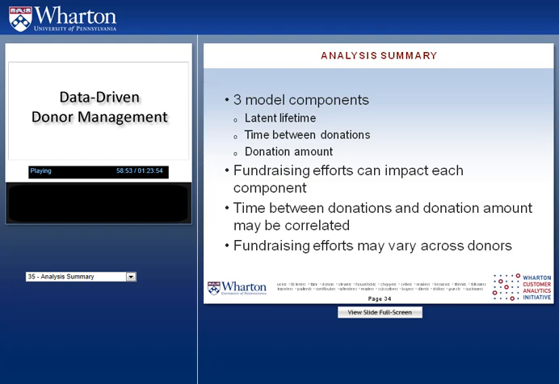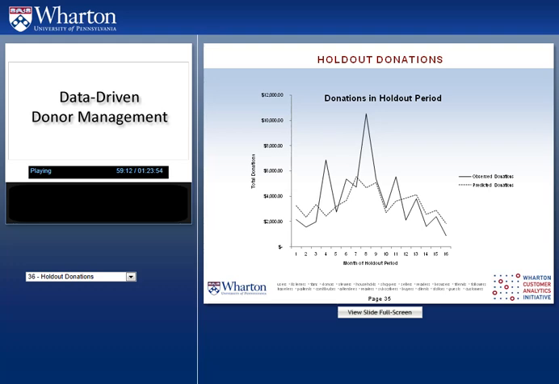Now, if we look at the question of does it work, let's look at how well we do at predicting donation behavior during this holdout period. So fitting the model for 40 months, trying to predict donation behavior over the next 16 months. And we see when we do that, we do reasonably well.